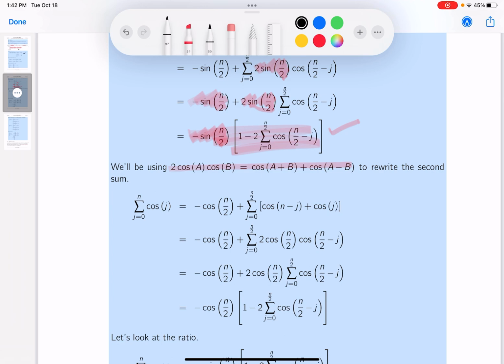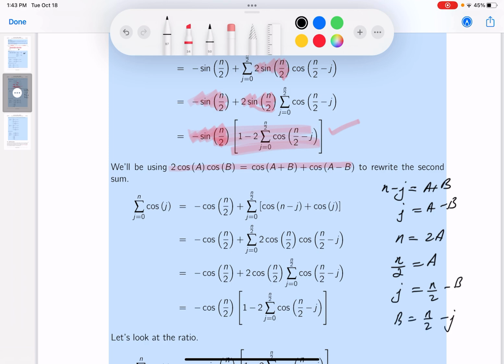So what do we get over here? I'm going to say n minus j equals a plus b. And a minus b is equal to j. Add these together, you get n equals 2a. So a is n over 2. Deja vu all over again. And then what's the b going to be? Well, let's write this down. You would get j equals a, which is n over 2, minus b. So the b would equal n over 2 minus j. And that's where these things are coming from here.